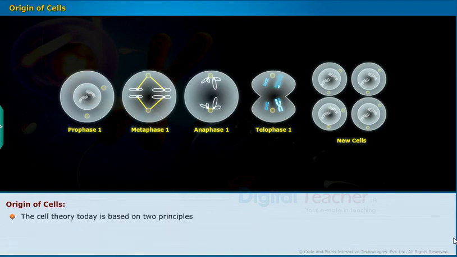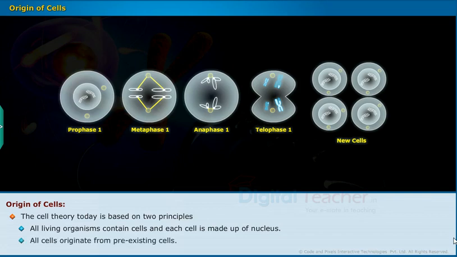The cell theory today is based on two principles. All living organisms contain cells and each cell is made up of nucleus. All cells originate from pre-existing cells.